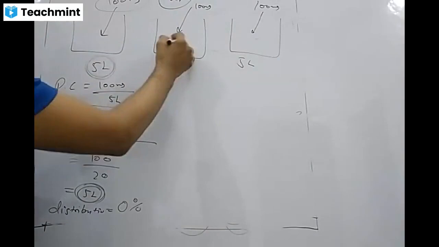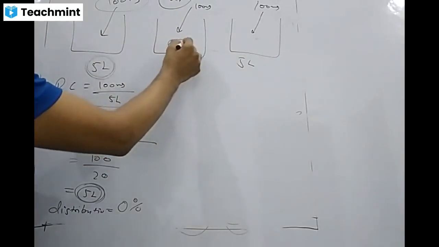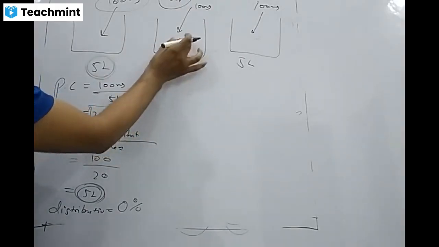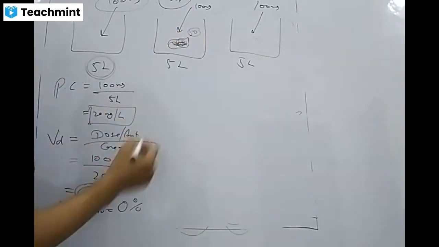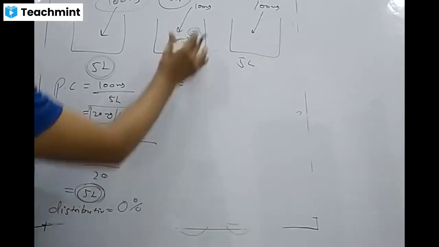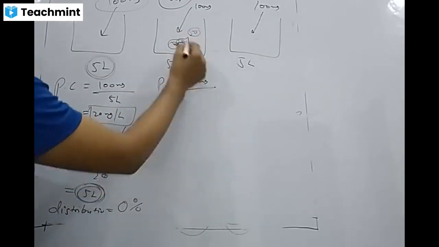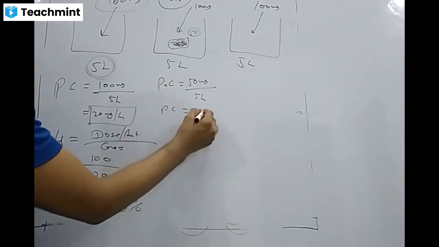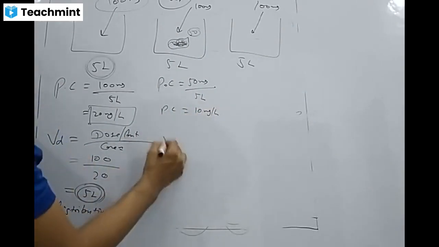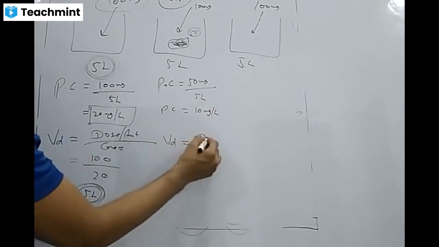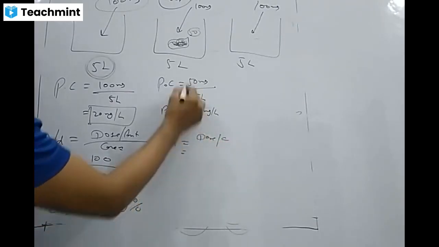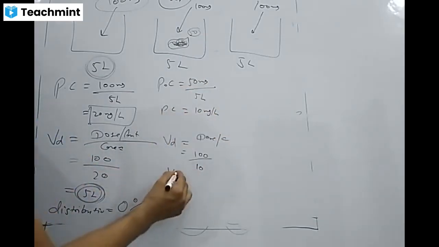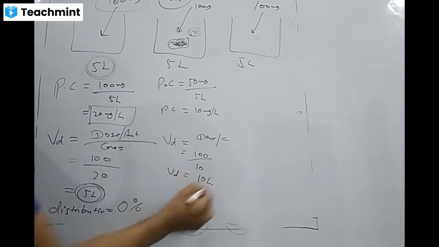Look at the second case. Suppose there are some small organs. Out of this 100, 50 is eaten by or destroyed by these, and only 50 is present in the plasma. So 50 milligram is present in the 5 liters, and the plasma concentration will be 10 milligram per liter. If I calculate the VD in this case, it is dose by concentration. The dose is 100, the concentration is 10, so my VD will be 10 liters.